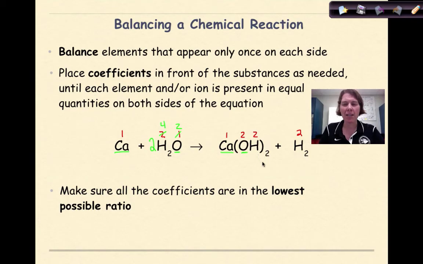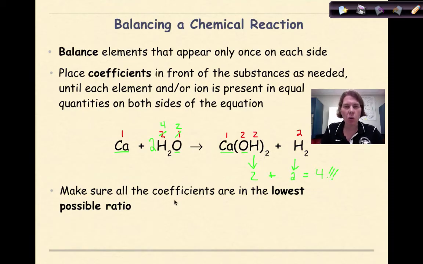I'm going to go over to my product side and I'm going to say, well, this 2 distributed to this hydrogen, so that means there's 2 hydrogens here, and hey, look, I have 2 hydrogens as part of my diatomic, so 2 plus 2 gives me 4. Yay! So now I could say 1 calcium, 2 oxygens, 2 oxygens, 4 hydrogens total over here, 4 hydrogens total over here. We're balanced. We're good.